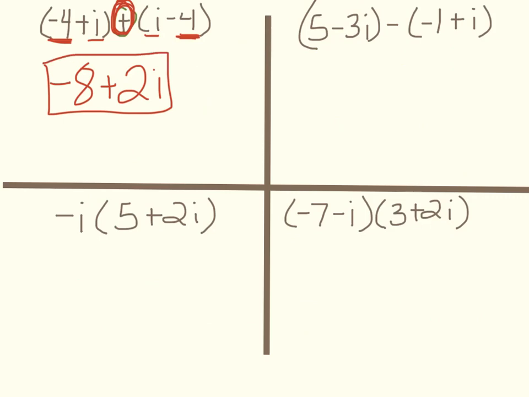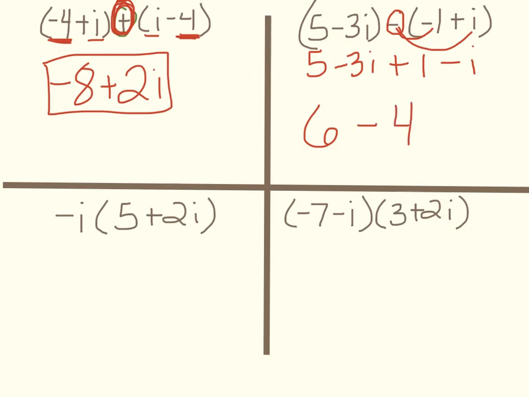Alright, this next one, same setup. We've got subtraction. We've always got people who forget to distribute their minus sign. We're looking at 5 minus 3i minus negative is plus 1 and then minus i. So we combine our reals first. 5 plus 1 is 6. And then we combine our imaginaries. Negative 3i minus i is negative 4i.